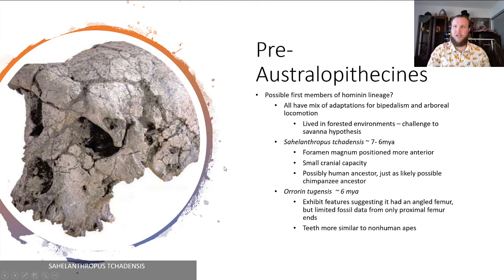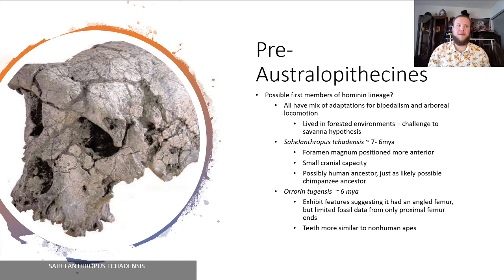So really quick, we'll go into pre-Australopithecines. These are the possible first members of the human lineage. And like we talked about last week, they have mixed adaptations for bipedalism and arboreal locomotion. These appear to be the ones that were possibly bipedal, so they were habitual bipedal.